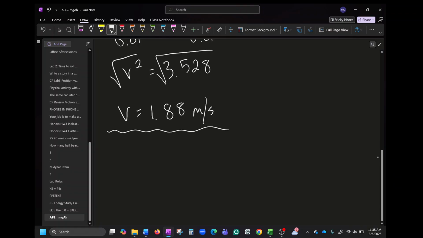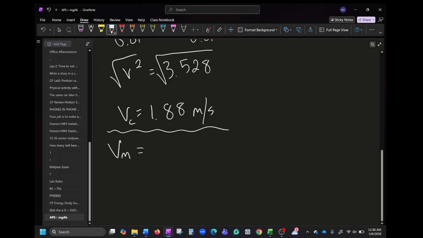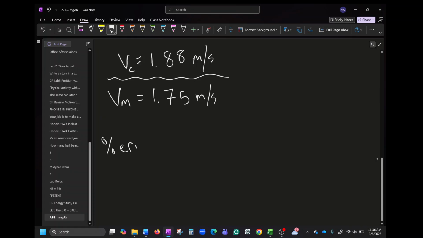And let's go ahead and say that's the v calculated. And just for the sake of it, let's do the measured velocity. Let's say that it came out to be 1.75 meters per second. To do the percent error, the percent error is essentially how far off was your calculated value from the legitimate true value. The sensor itself is going to give you the correct number for the velocity because it's directly measuring it. So we're going to compare those two things.